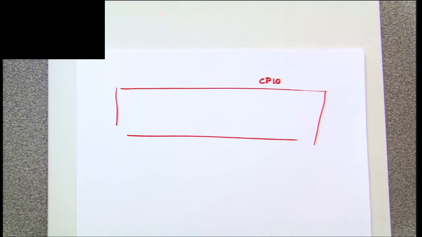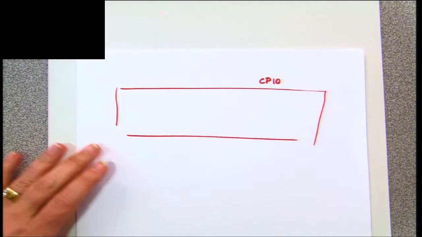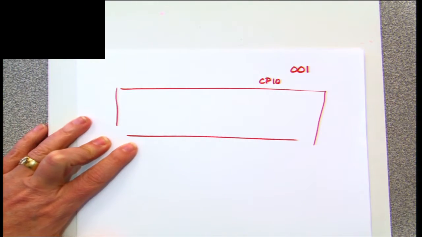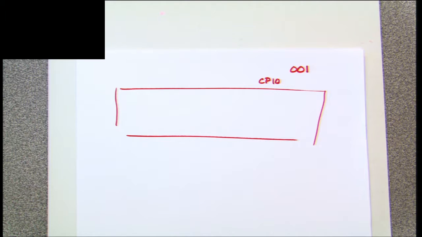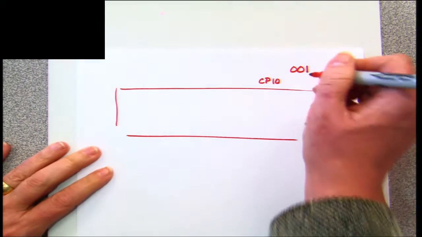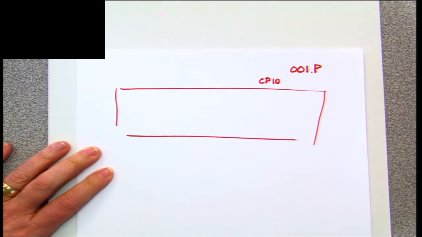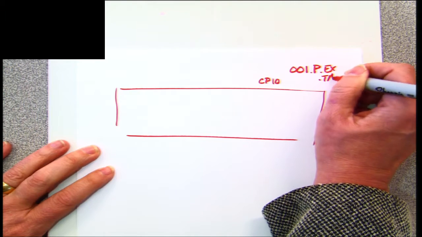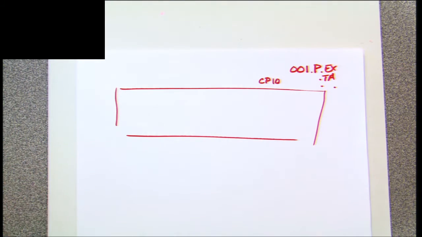Then there'll be 3 numbers. It'll be like 001. That will tell you what chapter the problem came from. So if you're going to your textbook, that's going to tell you what chapter it is. Then it will tell you P, and then you might get an EX, or you might get a TA, or some other letter designation. That's WebAssign's designation for whether it's a tutorial, whether there's help associated with it, whether there's a video associated with it. So that piece doesn't really help you out a whole lot, but this next part does.